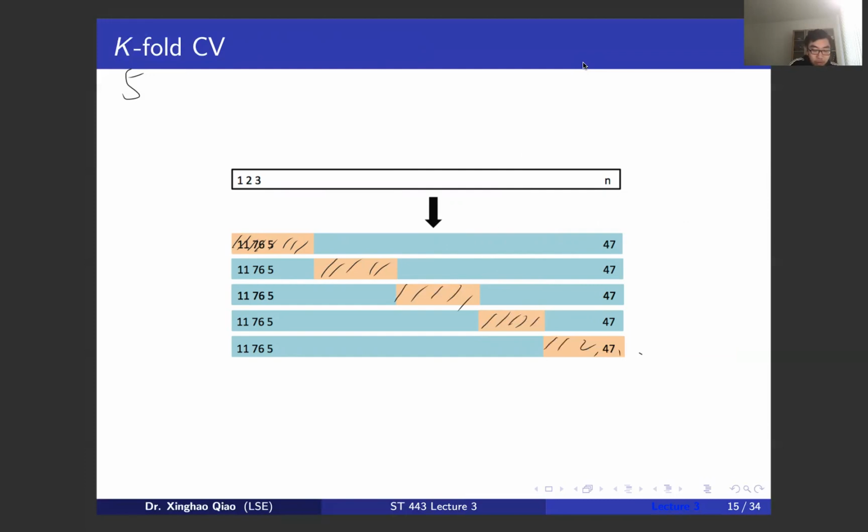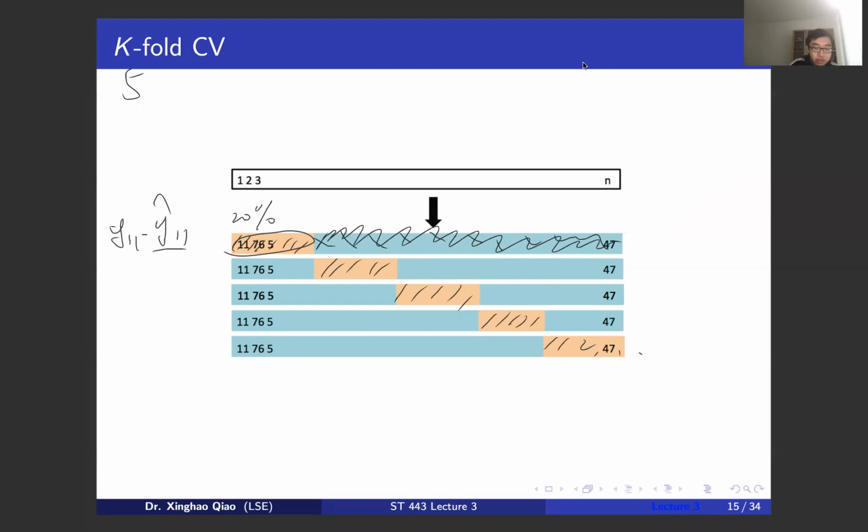Roughly speaking, this accounts for around 20% of the data set as the testing data set, and the remaining as the training data set. For example, for the 11th observation, Y11 is the true value if we treat this part as the testing data, and Y11 hat is the fitted value for the 11th observation. The fitted value can be obtained by the model trained on the training observations.